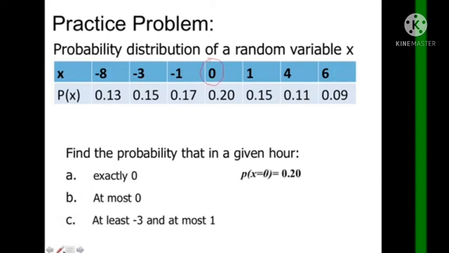At most 0. When you say at most, again, 0 is the highest. What are the lowest numbers than 0? And these are -1, -3, and -8. So we will just add all of this to determine the probability. So the answer is 0.65. If you want to check, you can just add 0.13, 0.15, 0.17, and 0.20.